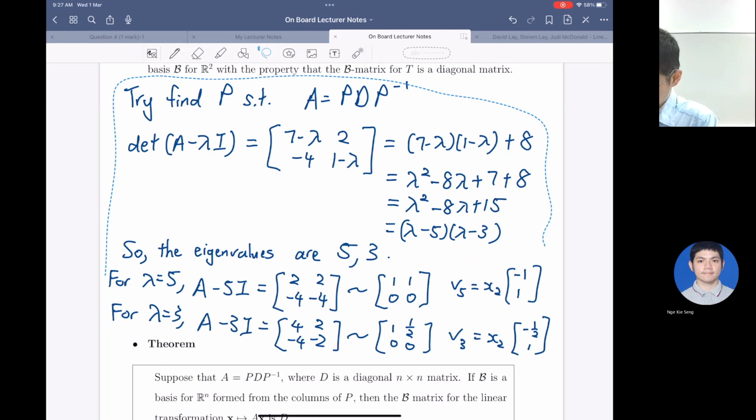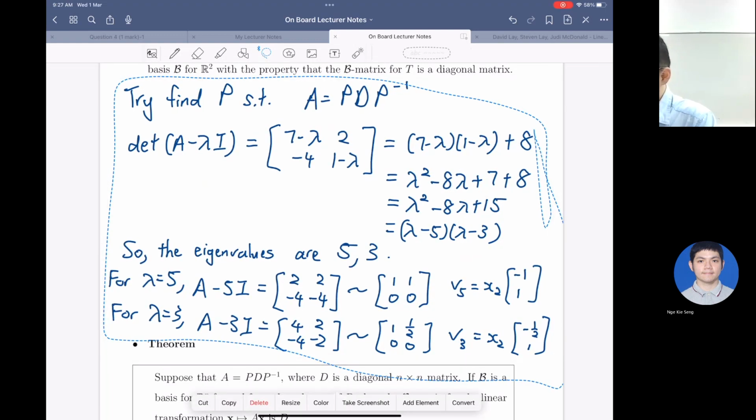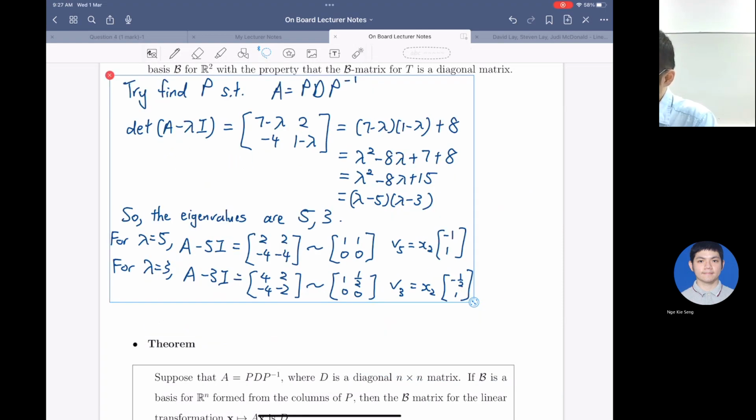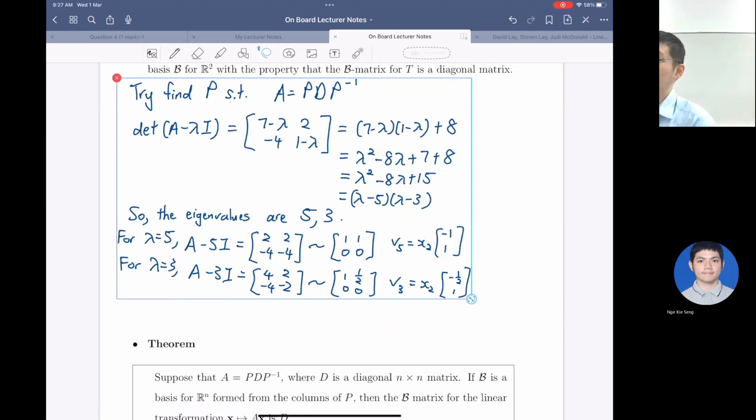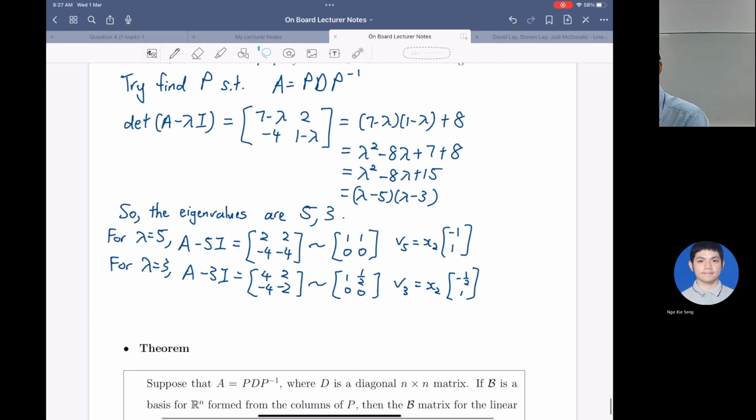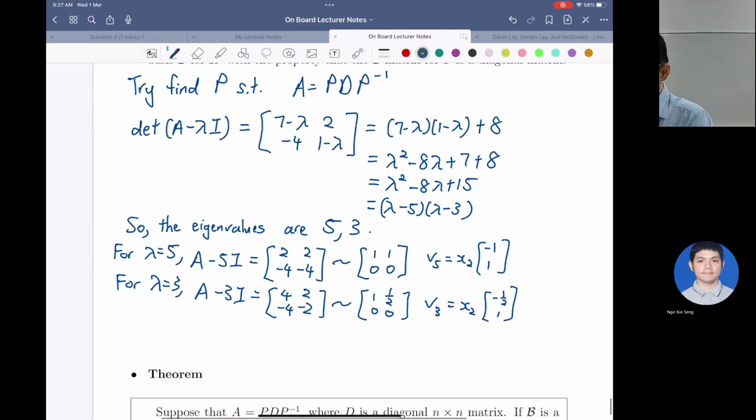I think slowly, your skill of row reducing should be getting better. Because now we are learning new concepts by using the row reduction method. So just keep brushing up the skill. New concepts with the row reduction method.